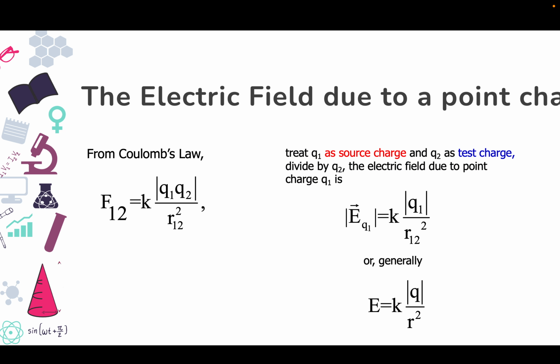So from Coulomb's law, let's combine the two concepts. Coulomb's law states that F is equal to kQ1Q2 over r12 squared. You can treat Q1 as the source charge and Q2 as the test charge. So let's divide that by Q2. The electric field due to a point charge Q1 is therefore kQ1 all over r12 squared. Or generally, you can use another formula, which is equal to kQ all over r squared, where Q here is your source charge. Okay? So these are just basic formulas.